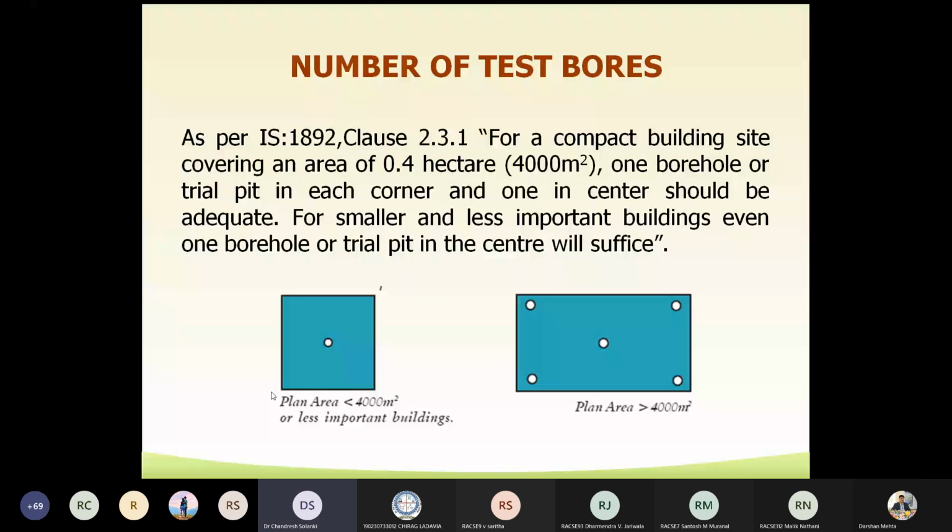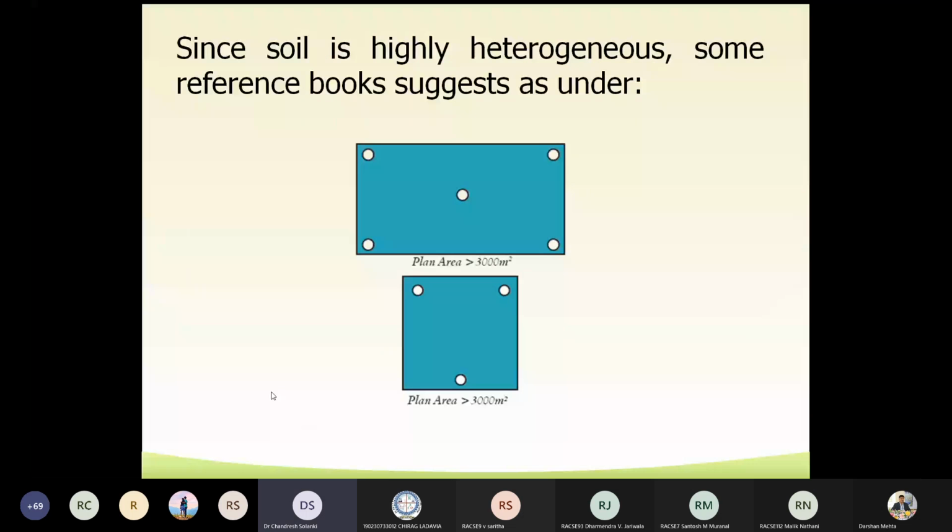Since the soil is highly heterogeneous, some reference books suggest as follows. In the case of heterogeneous soil, for a plan area of approximately 4,000 square meters or more, you have to go for 5 bores. But in heterogeneous soil conditions, in a rectangular plot area, you must go for 5 bores in 3,000 square meters or closer to that area.